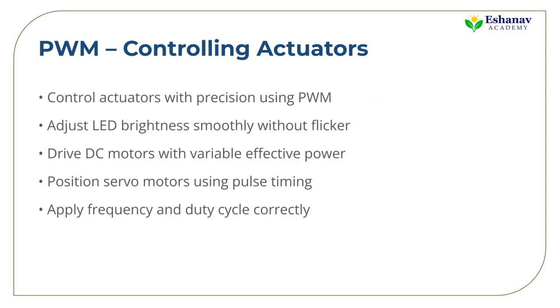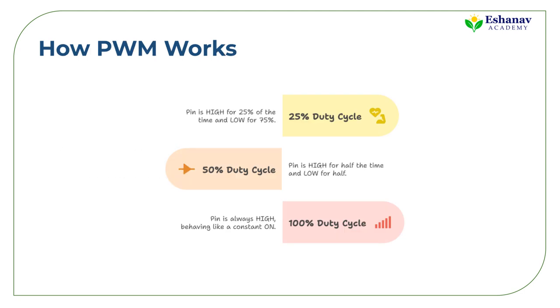Think of PWM as slicing time into tiny windows. In each cycle, the pin is high for a fraction of the time and low for the rest. That fraction, the duty cycle, controls how much energy the device feels. At 25% duty cycle, an LED looks dim. At 50%, it's half bright. At 100%, it's fully on.